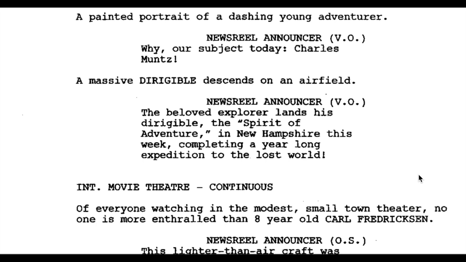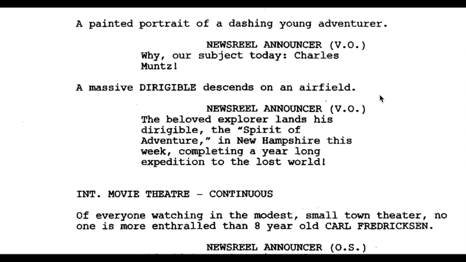A painted portrait of a dashing young adventurer, a massive dirigible descends on an airfield. All of these things that have happened now are things that are going to appear on the screen, and so you can see why these descriptors would be included. You can also tell that they're not spending a lot of time on the description of the things. We've been talking a lot about action because we were looking at the Avengers script. This is a little bit more about description, like what does this look like? And in this case, they're not giving us a lot of what it looks like. They're expecting the animators and the director to put all of this together, but they're not needing to describe all of the details relative to what it looks like.